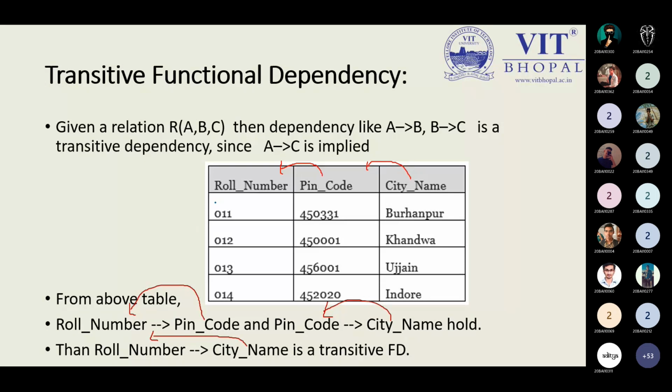But keep in mind here, the reverse relationship between roll number and city name should not exist. So it means student roll number depending on the city name should not exist. That is the point. And student roll number depending on the pin code should not exist. If it exists, then this kind of relationship will not be happening. Now is it clear? This simple example we have already seen previously.